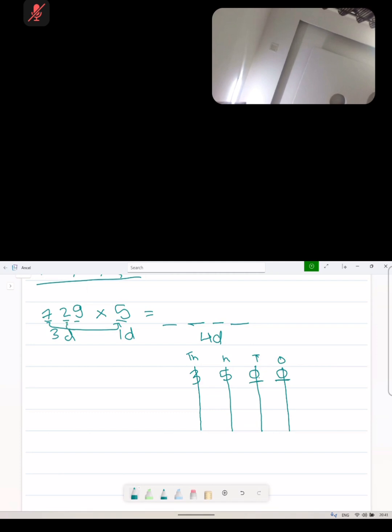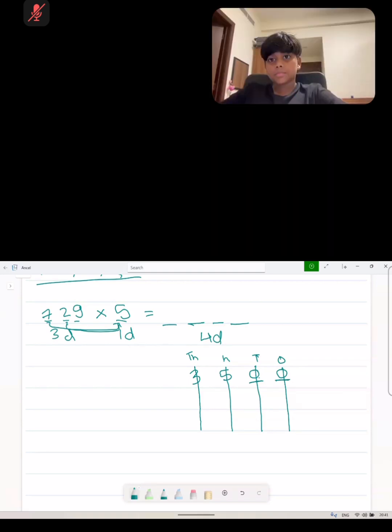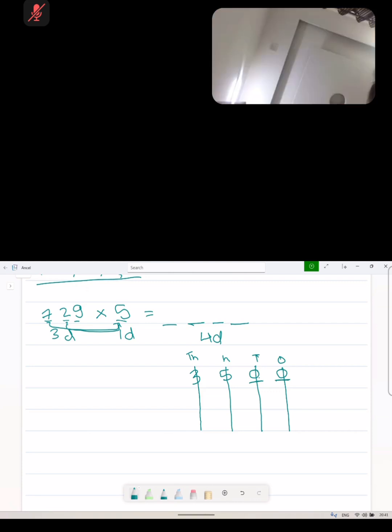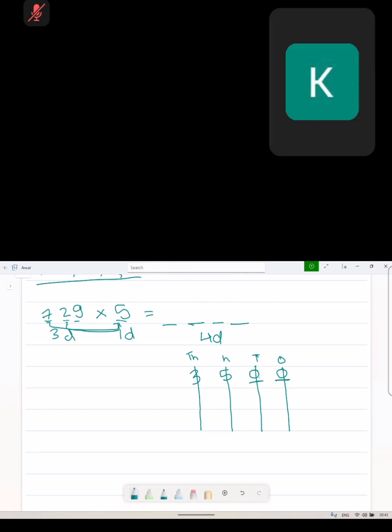Now, second step, we'll multiply 2 with 5. 2 with 5 is how much? 10. So now we will decrease the number of rods. So what we'll do, on the 3rd rod, we'll set it. So 10, 1, 0. And then an imaginary 0 will be set here. Now, third step, multiply 9 by 5. How much is it? 45.